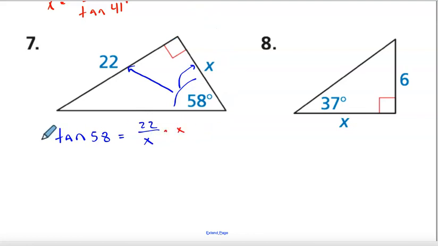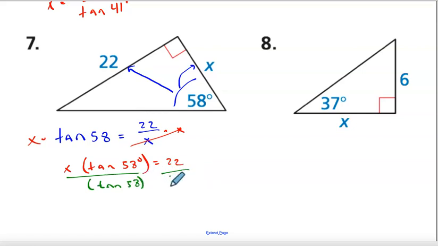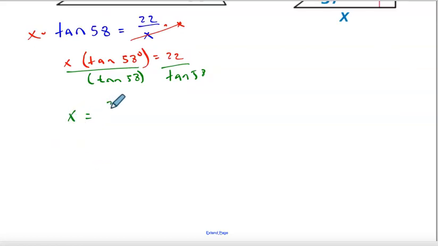So multiply both sides by x. I get x times the tangent of 58 degrees is equal to 22. Remember, this is all one term here. Then I'm going to divide both sides by that one term, the tangent of 58 degrees. And you get x is equal to 22 over the tangent of 58, which is approximately equal to 13.75 if you're rounding to hundredths.